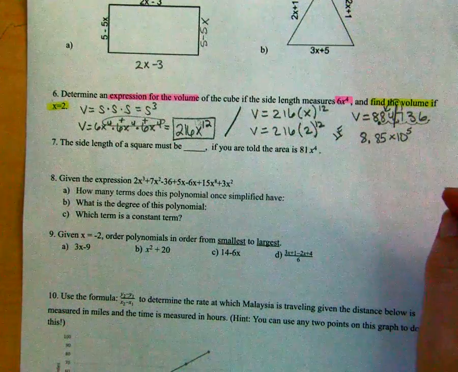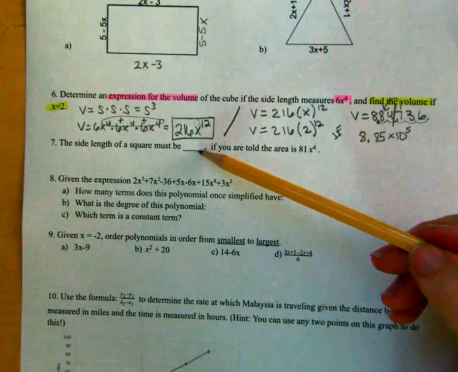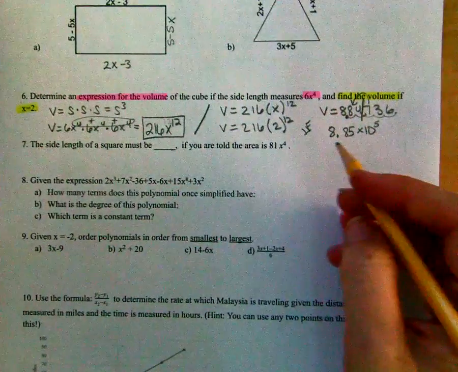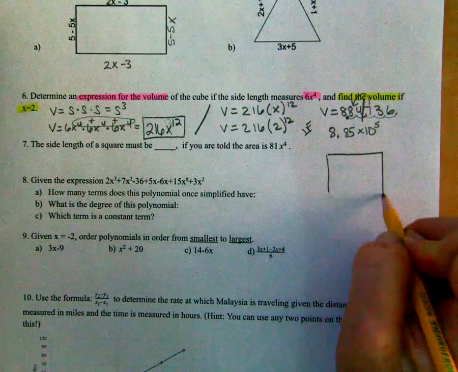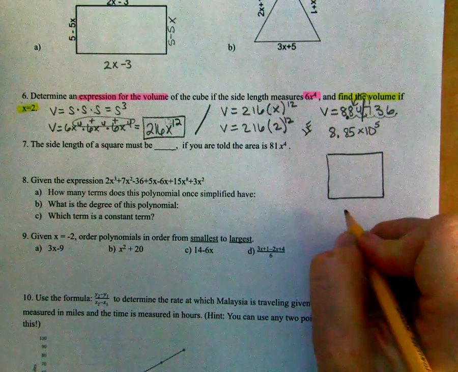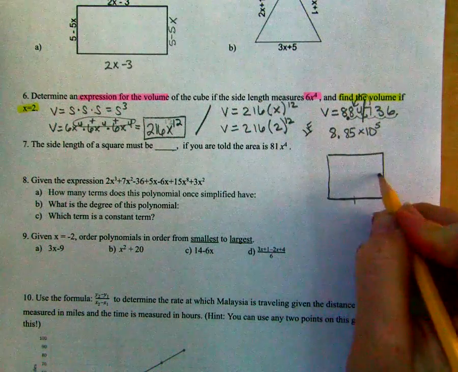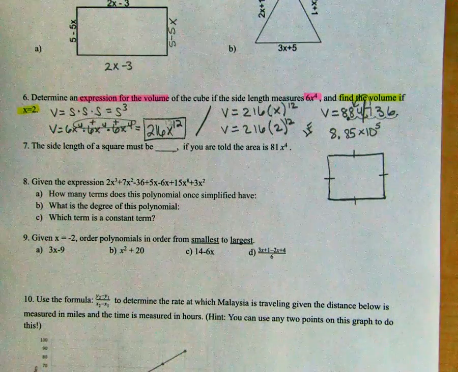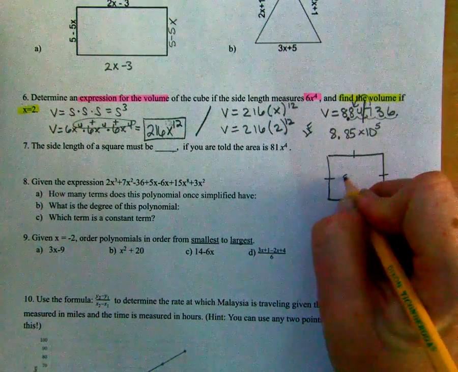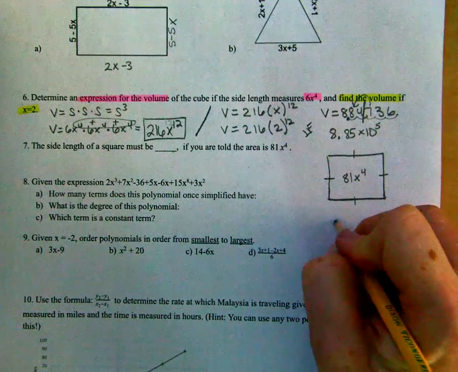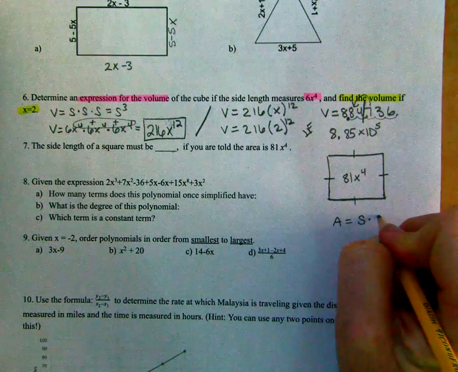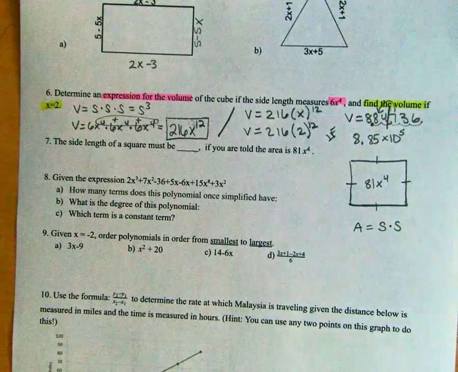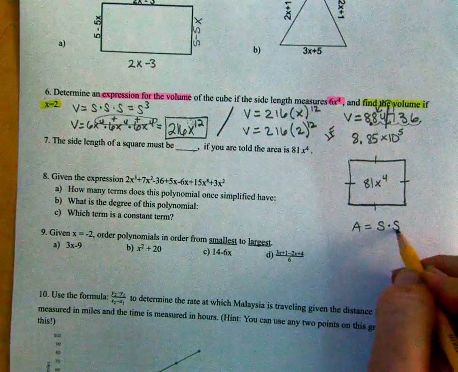Number 7 says, the side length of a square must be what if you are told the area of the square is 81x to the 4th. Okay, so you've got this square, and you know the sides all have to be the same length because it's a square, and these marks just indicate that they're all the same length. And you know the area is 81x to the 4th, right? So you know you can find the area by doing side times side. Now again, we could call this length times width, but because it's a square, they're the same size. So I could just call them side times side.